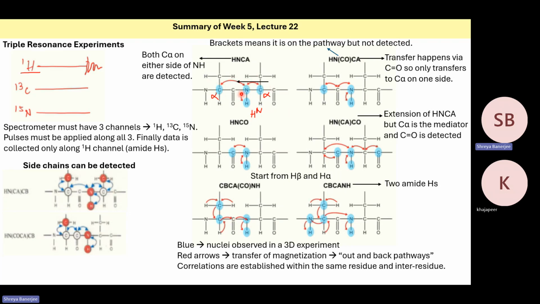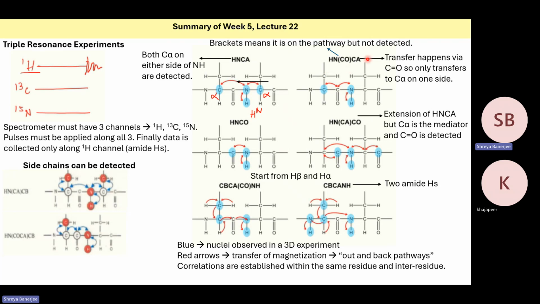This happens in the HNCA. What happens is the transfer from the amide nitrogen and also the magnetization. You can see the arrows are double-headed arrows. That means the pulse begins from the amide hydrogen, it gets transferred to the N and the C alpha, but then it comes back to the amide hydrogen because you have to detect this FID on the hydrogen. So just remember that this is the reversible pathway.